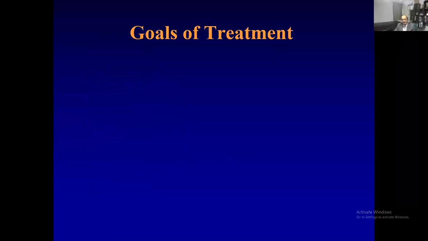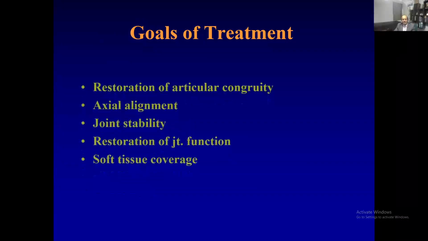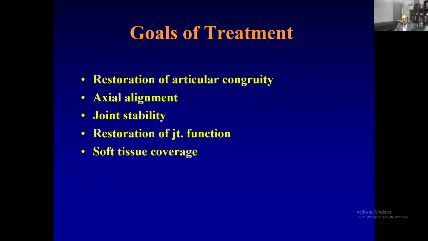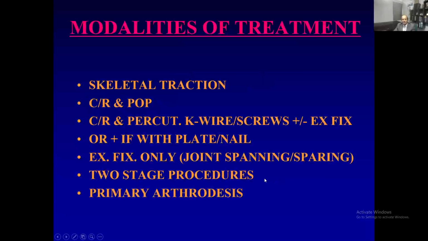Coming to the management. The goals of treatment, like in any other intra-articular fracture, are first restoration of articular congruity. Then align the articular fragment to the main diaphysis, axial alignment, and then provide stability to the joint to help early mobilization so that the joint function can be restored. The soft tissue are managed depending on the merit of their injuries.